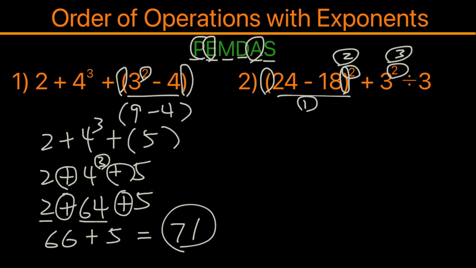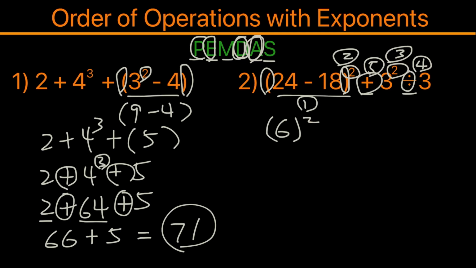Then what we have left would be the addition and division. According to PEMDAS, division goes before addition. So then the division portion will be 4th, and the addition will be 5th. So we're gonna go in this order. So first, we're gonna do 24 minus 18, and that will give us 6.